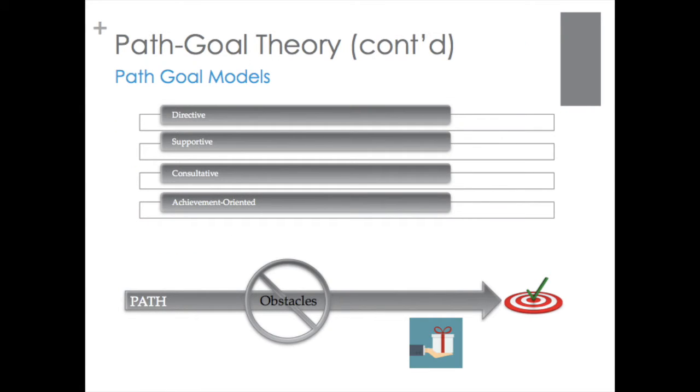The top of the slide shows the four levels of leadership styles that are used in the path goal theory. Those styles are directive, supportive, consultative, and achievement oriented. Below those styles, you'll see the actual visual of the path goal theory and model, where we begin our path, we make sure that all of the obstacles are removed, we continue to incentivize our employees until we achieve our goal.